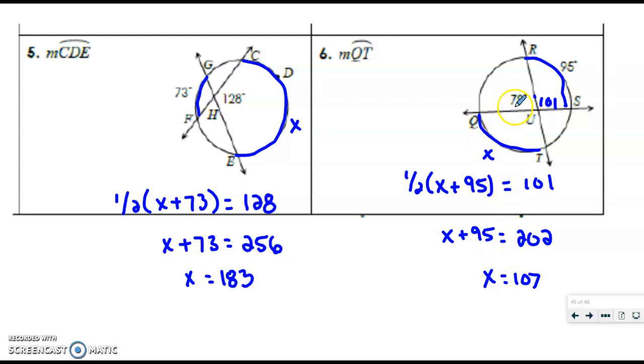Now in this one, I'm trying to figure out what QT is, which is this arc right here. I know half of this and this is going to equal this angle. Now, what I had to do is kind of backtrack here. I know that 79 degrees is this angle, so if I look at this one, that's going to be 101. So I'm going to solve for x by taking 1/2 of x plus 95 equals 101. It's similar to what we did previously. We multiplied both sides by 2, and I got x to be 107.